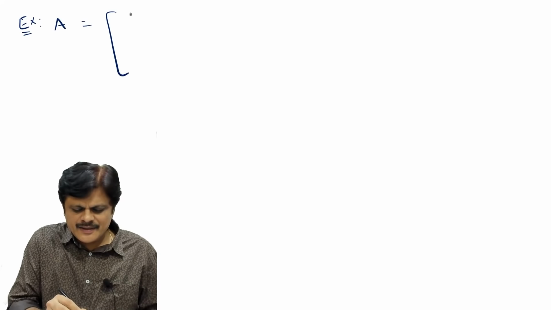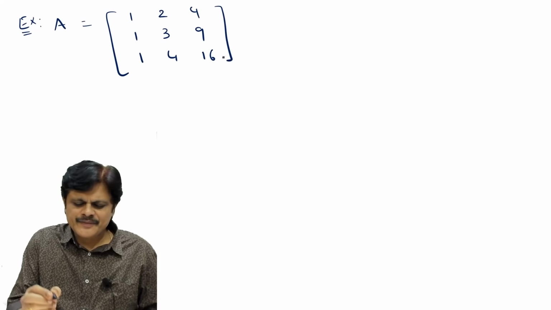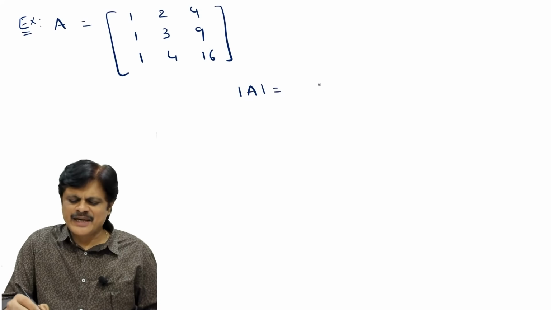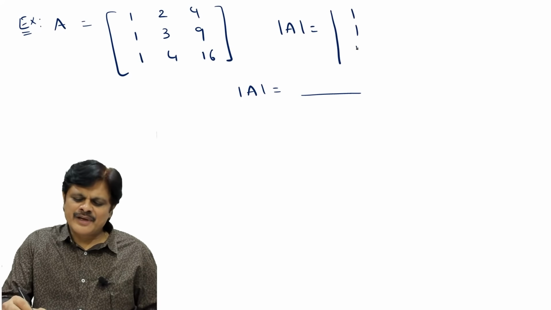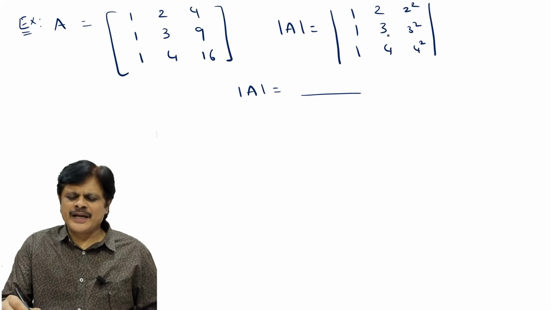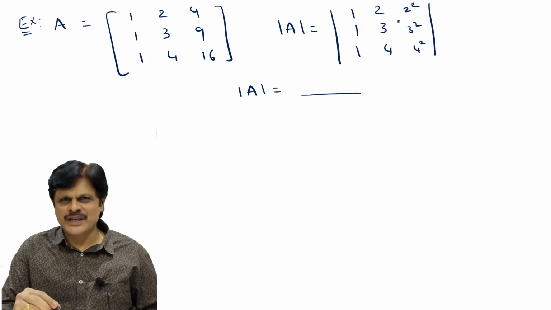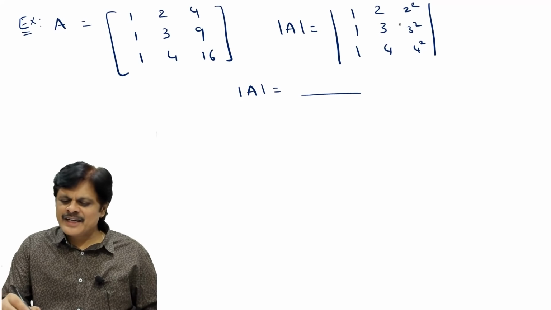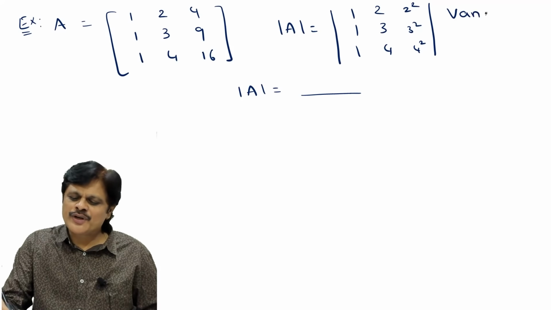Consider this: 1 1 1, 2 3 4, 4 9 16, and you want to find the determinant of this matrix. If you observe this matrix, you can see it as 1 1 1, 2 3 4, 2 square, 3 square and 4 square. I have written consecutive numbers. It's not necessary; you can have 2, 5, 9 like that also, but I have taken a simple example here. It works for everything. And whenever it is of this particular form, it is called Vandermonde's determinant.